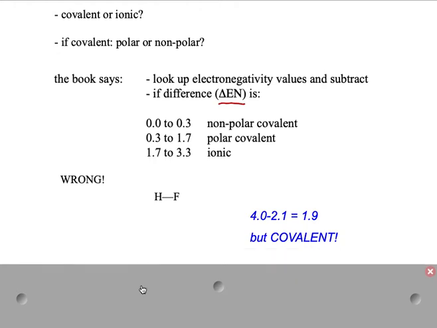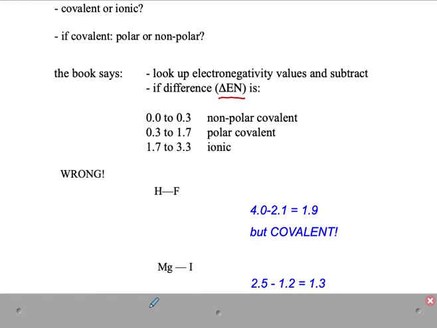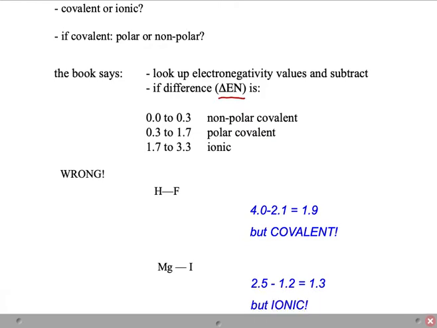Here's another example. Magnesium and iodine. If we look up the electronegativity values, iodine is 2.5, magnesium is 1.2. That's a difference of 1.3. That would predict a polar covalent bond. But we know that the magnesium-iodine bond is ionic. It consists of magnesium cations and iodide anions. So clearly, this simplistic method of just subtracting the electronegativity values leads to incorrect conclusions. Here is a more accurate way to classify bonds, and I've given you a handout that describes this in detail.